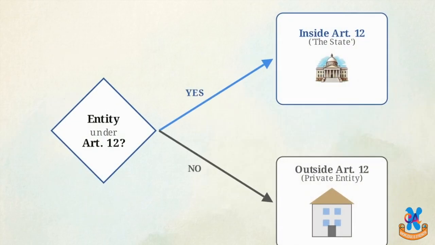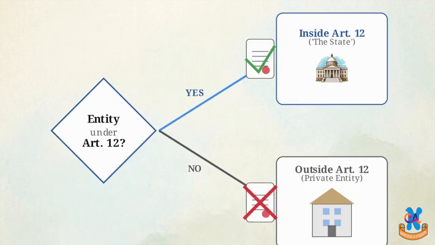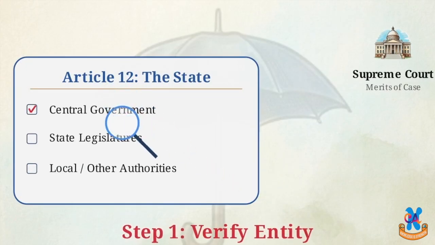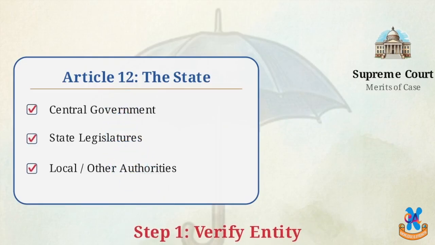Because fundamental rights specifically restrict the actions of the state, a legal petition fails if the offending entity falls outside the Article 12 definition. Mastering this list of authorities is the necessary first step to ensuring your case isn't dismissed on a technicality before the merits are even heard.